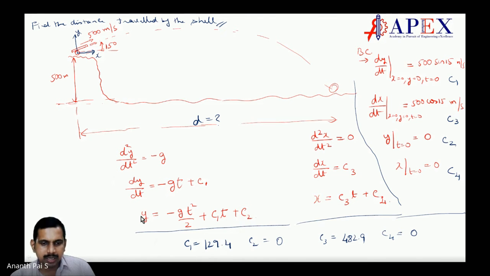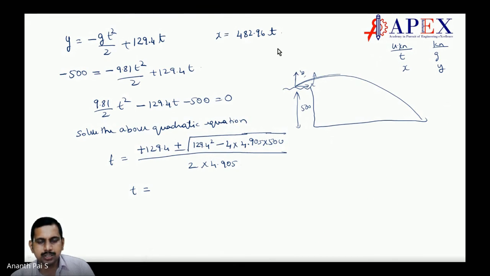C2, because at t equal to 0, y is equal to 0, so C2 goes to 0. At t equal to 0, x is equal to 0, so C4 goes to 0. So the equations we have got are these two equations, correct? Yes, these are the two equations which we have.